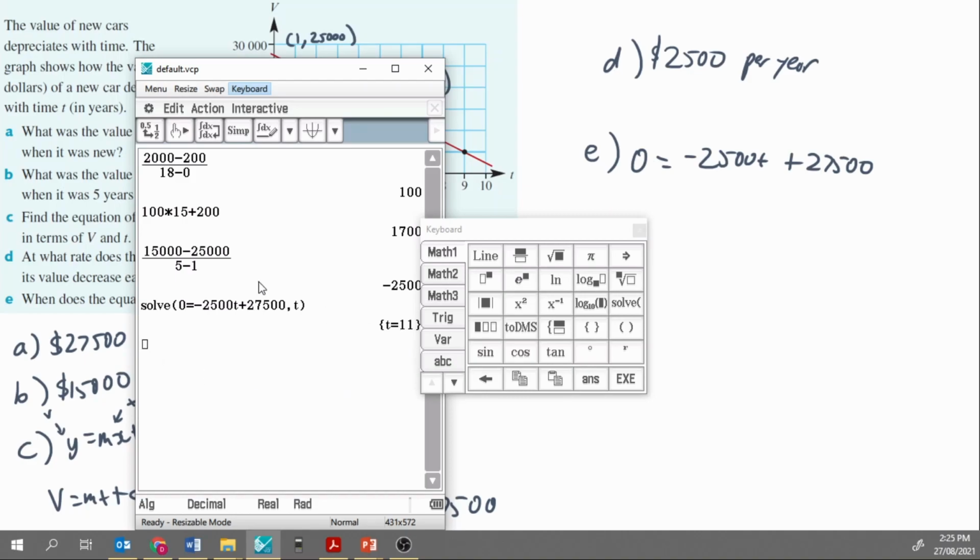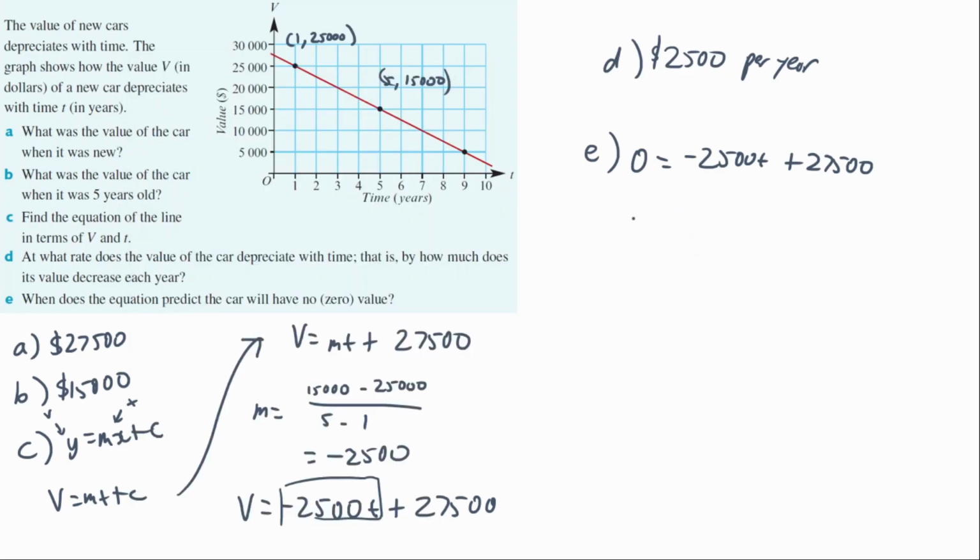So this is my favorite function of the CAS calculator. Just saves you a lot of time. So therefore, for question E, it will be t equals 11 years. In words, your answer would be, it is predicted that the car will have no value in 11 years time.